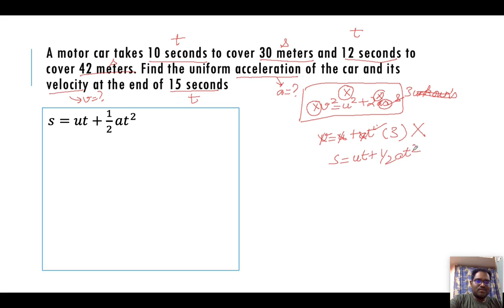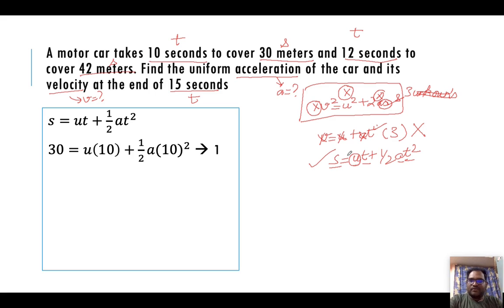So in this equation, s is known to us, and somehow we can try to manage it, whereas the time is known to us, and acceleration is what you have to find. So this equation is much better if we try to use it. Okay, right. So first condition.